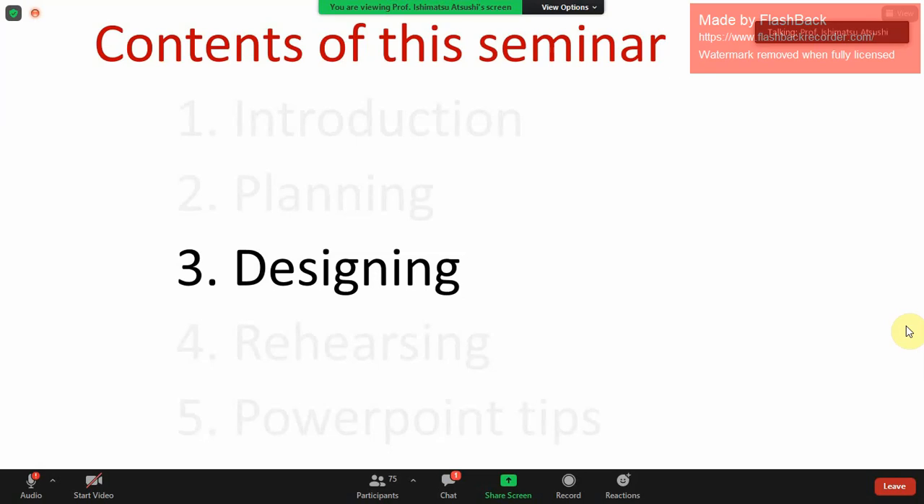Section 1, section 2, the simple things. So maybe not. If not, let me move to section 3 of designing.